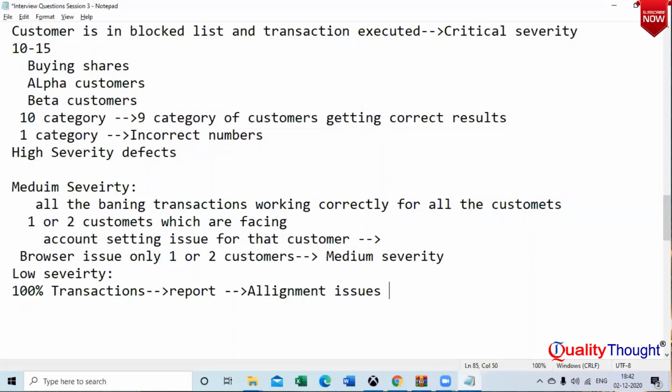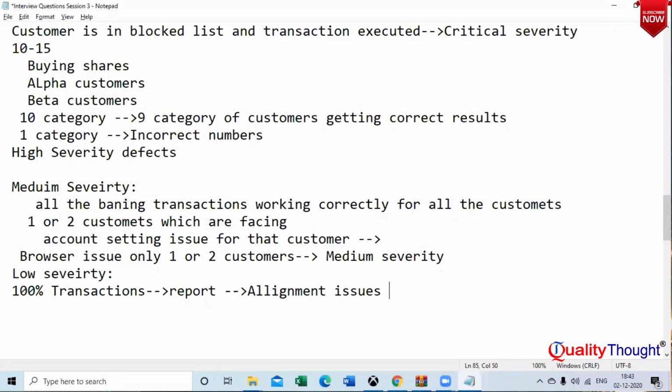So critical severity, high severity, medium severity, low severity. Critical, high, medium, low. These are the different categories of defects. I explained the concept and I explained the examples. Now understanding severity is easy, but the problem comes with what priority is. Severity and priority are definitely different, right?